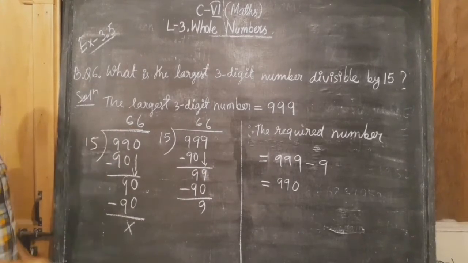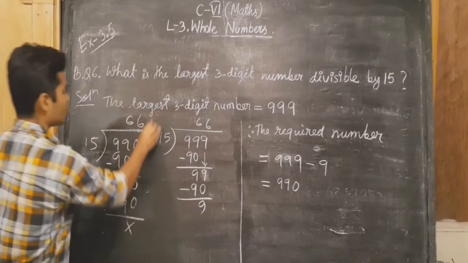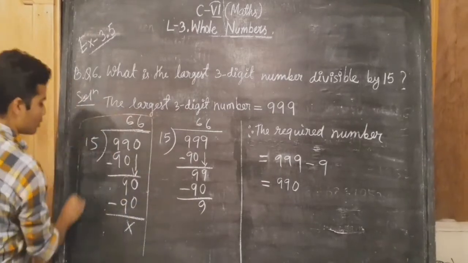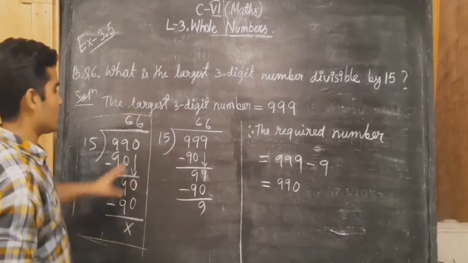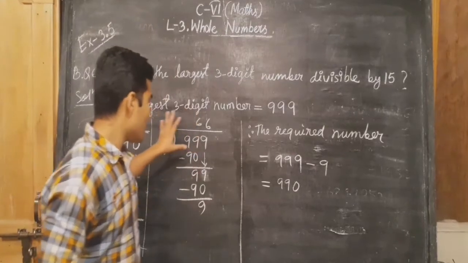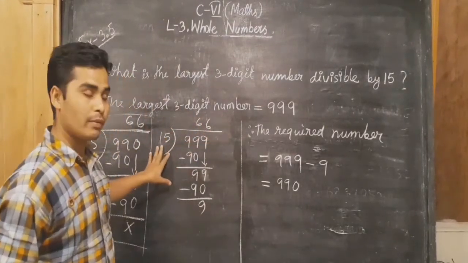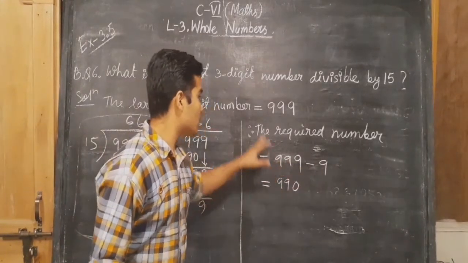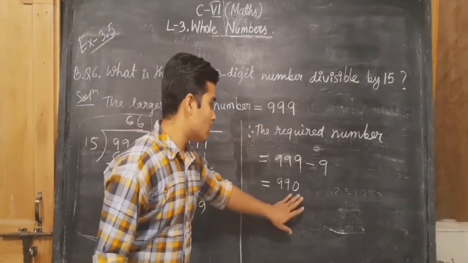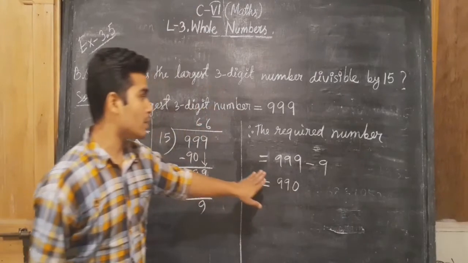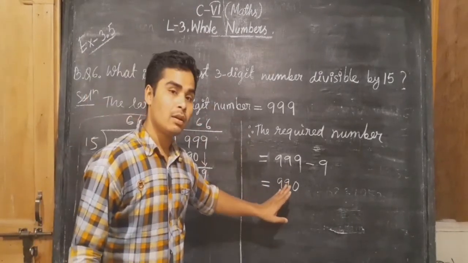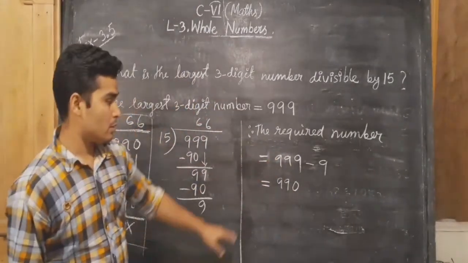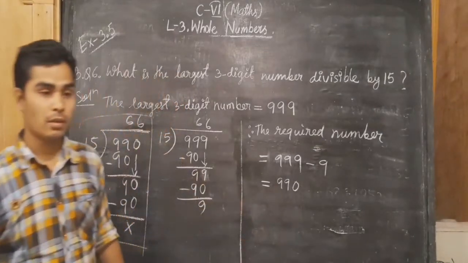So this kind of question we must solve like that. This part, for example, I am showing you. You don't need to show. You have to just divide the largest 3-digit number by 15, and whatever remainder you will get, you subtract the remainder from the largest 3-digit number. Then the number you will get after that will be your required number. So here is the answer.